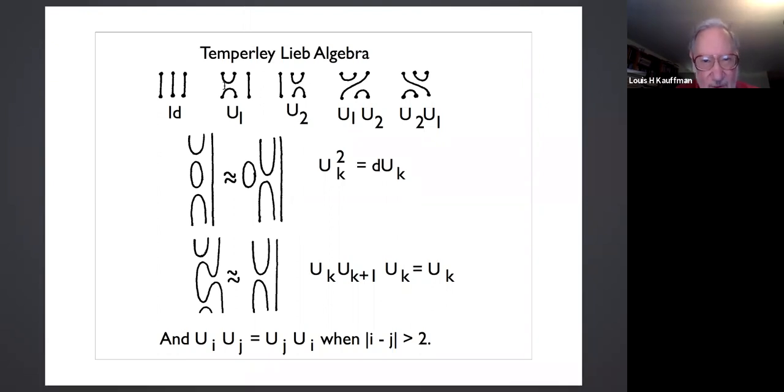I'm not going to make the drawing. You would get U1 U2, and you would get U2 U1 if you plug them in the other way. Here I've actually drawn it, so it's worth looking at. If we take U1 and we square it, then here's U1, and then here's U1 again. And you see you get a loop in the middle, and you just get U1 squared is D U1, where D is the value of the loop. If you take U1 U2 U1, then you get U1 back. And they commute if they're far apart.